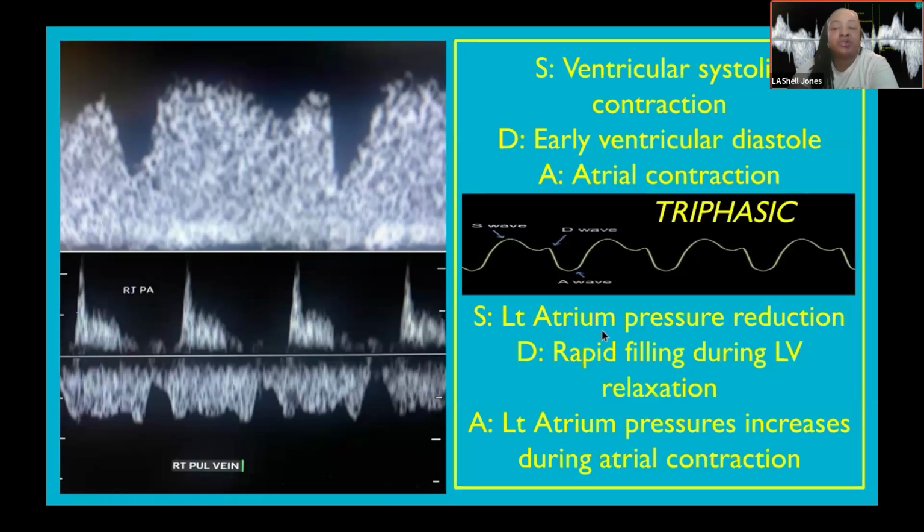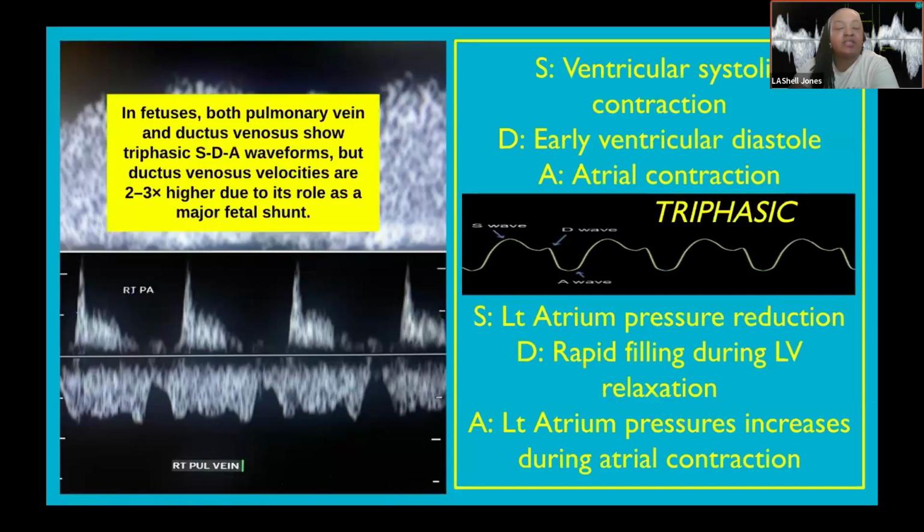S, left atrium pressure reduction. D is showing the rapid fill during the left ventricle relaxation. And the A is demonstrating the left atrium pressures increase during atrial contraction. But normally they both have a triphasic pattern. Okay, so in fetuses, both pulmonary vein and ductus venosus will have that triphasic pattern, but the ductus venosus, as you can see in the example, velocities are 2 to 3 times higher due to its role as that major fetal shunt.